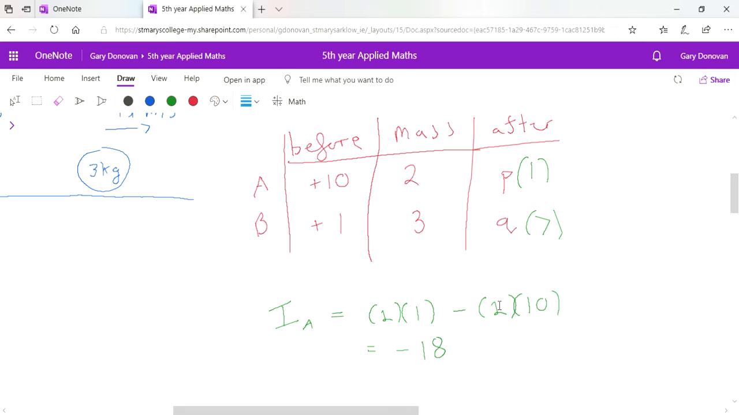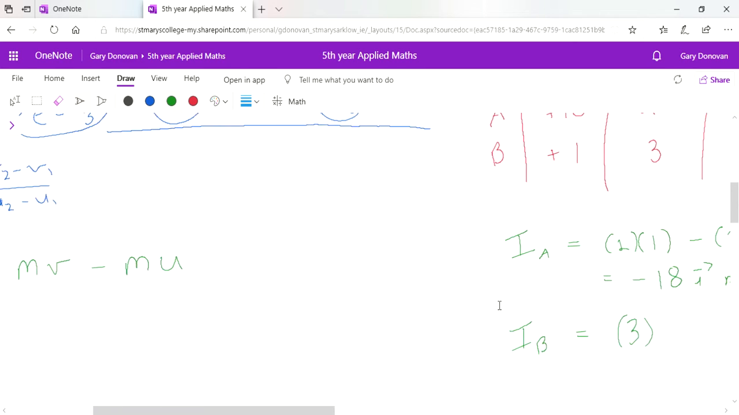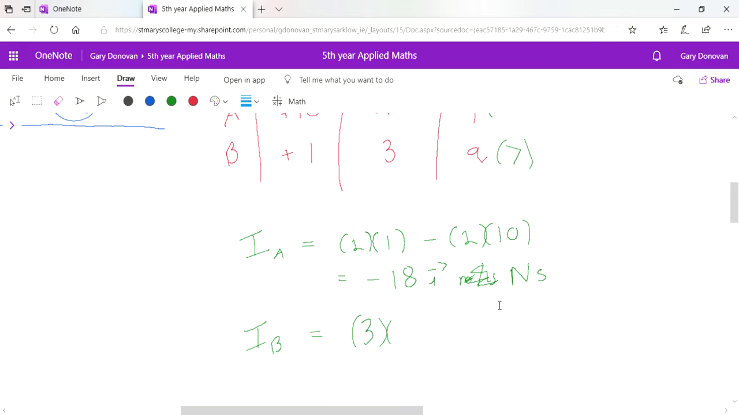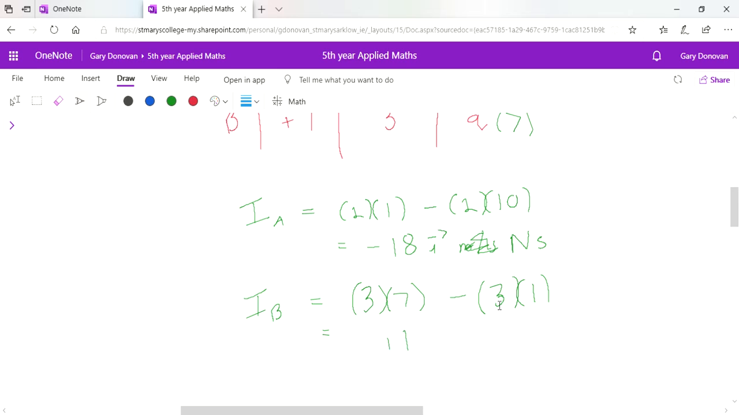Now we could include the direction here, so we could say i as well, because we're traveling in the i direction. The units for impulse are newton seconds, capital N, small s. So that's the impulse on A, and the impulse on B is going to be its mass, which is 3, times its final velocity, which we figured out is 7, minus its mass, which is 3, times its initial velocity, which is 1, and that's going to be 21 minus 3, which is plus 18i newton seconds.